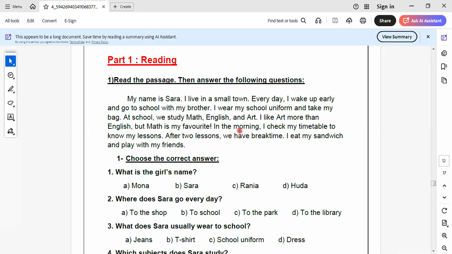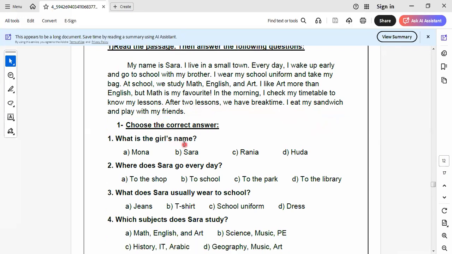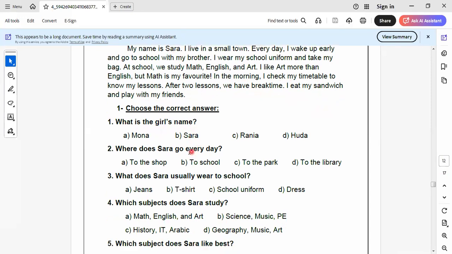In the morning, I check my timetable to know my lessons. After 2 lessons, we have break time. I eat my sandwich and play with my friends. What is the girl's name? The girl's name here will be Sarah.